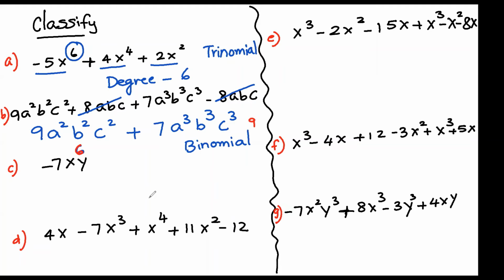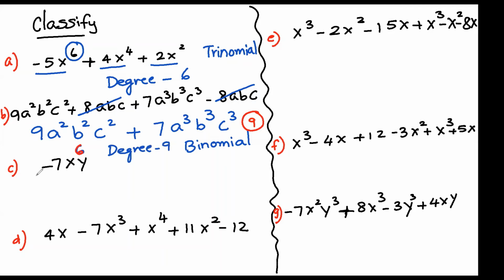So the highest exponent, we always go by the highest exponent when we are talking about the degree of the polynomial, right? So you have 6 and 9. That means the degree of this polynomial is actually 9. So it is a 9th degree polynomial. Is that clear? So the degree here is 9.